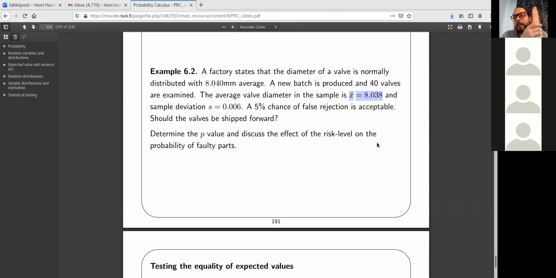So it depends on what you have formulated as your alternative hypothesis. Luckily, in both cases we conclude that these shouldn't be shipped forward, because the t-value was below the threshold of both the alpha over 2 and the alpha. So it's either way.